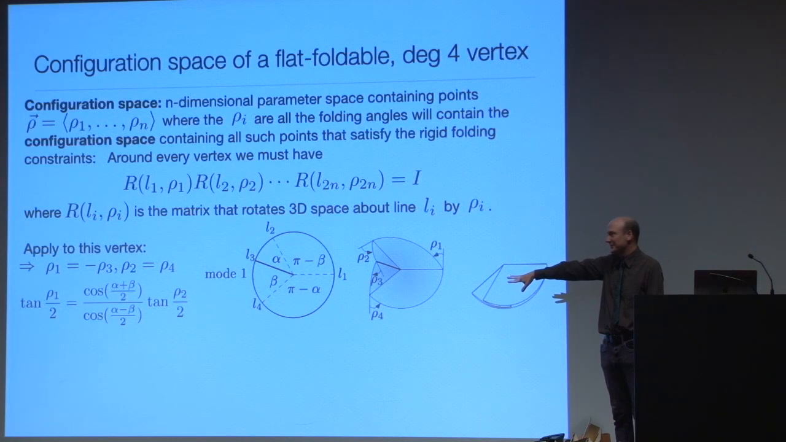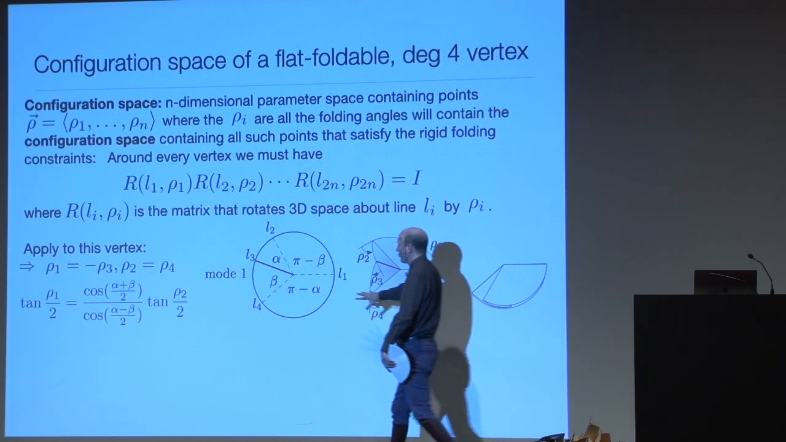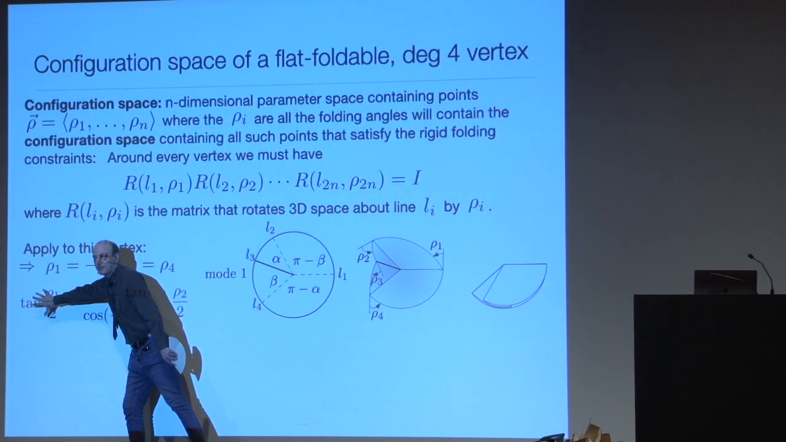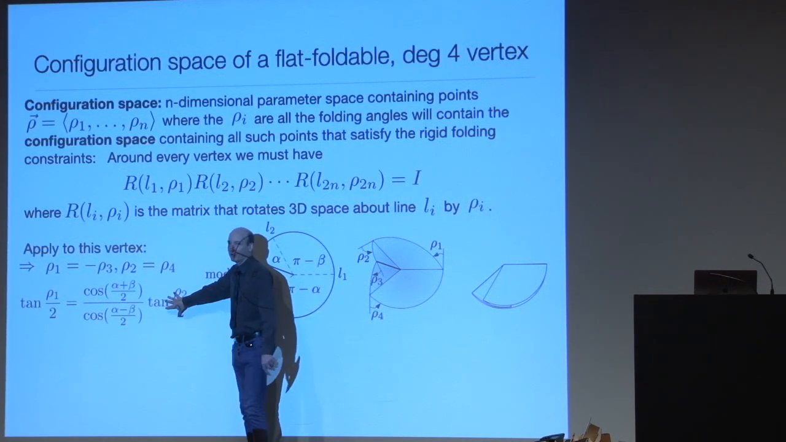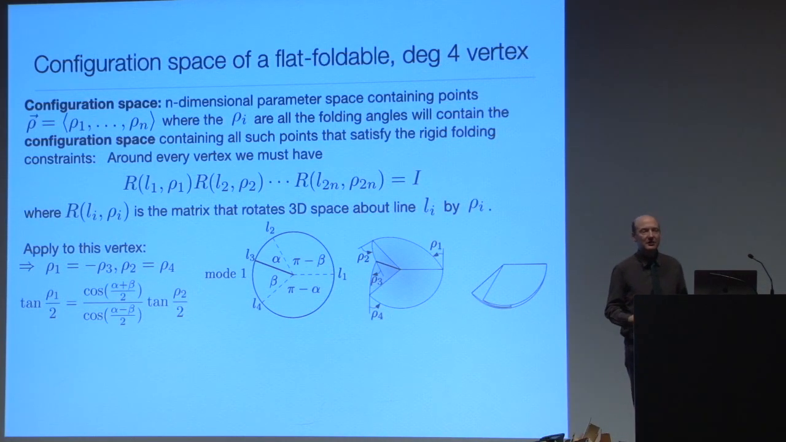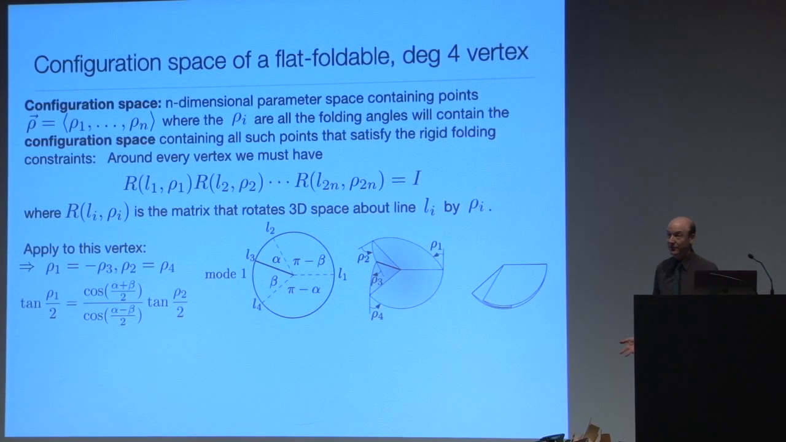angle over 2 business. But if I think of this as almost like a way to reparameterize the folding angles, then this is like this folding angle equals a constant times that folding angle. That's like a linear equation. That's actually kind of remarkable. That's a much better relationship than we often get for these kinds of things. But it comes out of the fact that it's degree 4 and flat foldable.